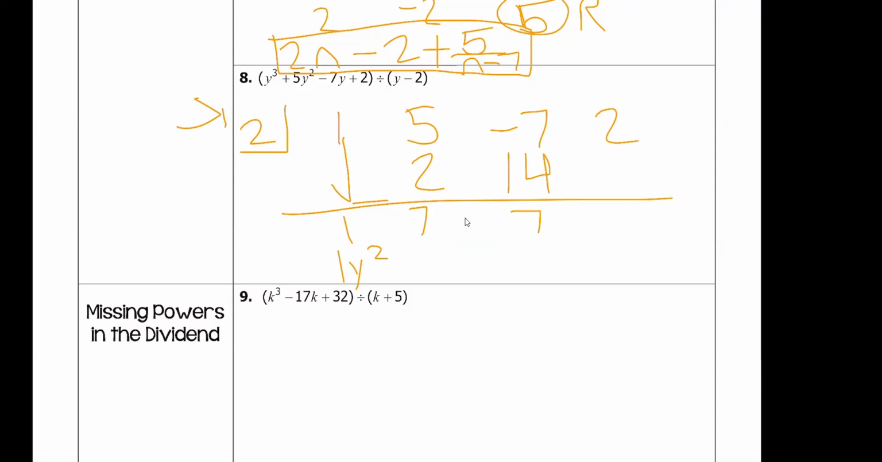2 times 7, once again, would be 14. And then 2 plus 14 would be 16. So remember, from your original, each one of these is losing a degree because we're dividing by a y, basically. So each one's losing a power. So our first spot would be 1y squared plus 7y plus 7. And then this last number spot is always your remainder. In a lot of problems we're going to get 0 there. So if you ever get 0 in that last spot, it means you don't have a remainder. But since we have a remainder, you just add it and put it over what you divided by originally.